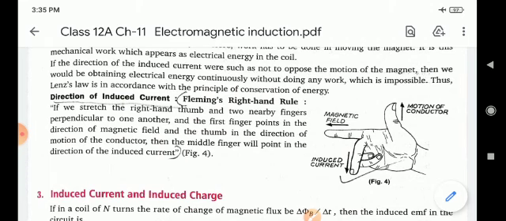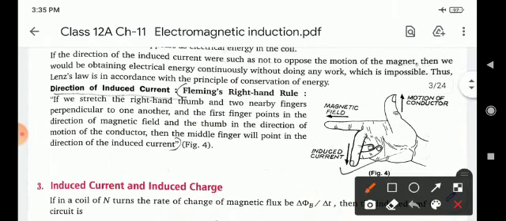So children, this is the motion of the conductor, this is the magnetic field, and this is the induced current. Okay, children, it is the motion of the conductor, the magnetic field, and the induced current.